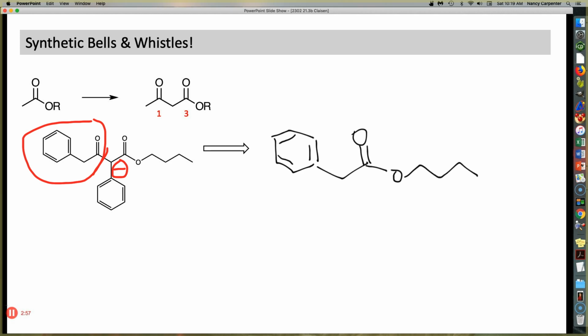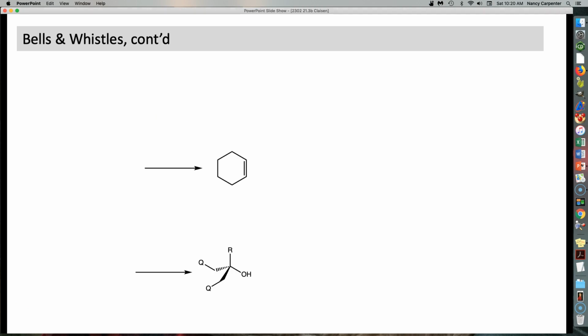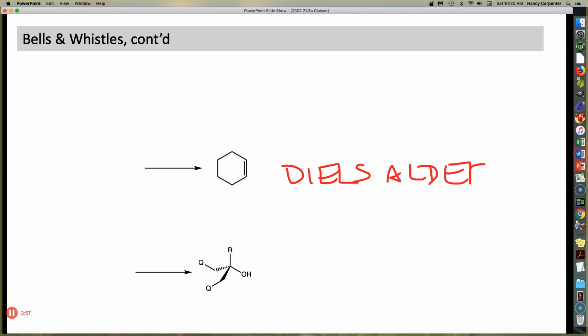In fact, I'll make it a self-Claisen. So 2 molecules of this plus a nice base, we should be able to get this Claisen to go in pretty darn good yield. Should be very favorable. So that's our Claisen bell and whistle. But there's a lot of other bells and whistles that we know. For example, if we see a cyclohexene, I hope we know that that is screaming Diels-Alder. And if we see an alcohol, we should be thinking alcohol disconnection.